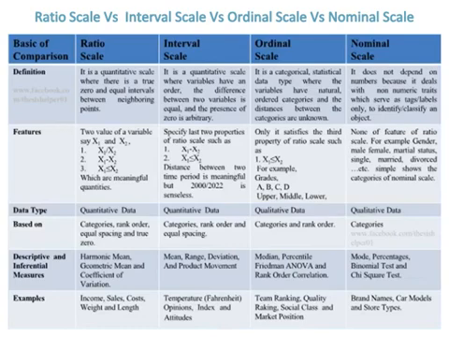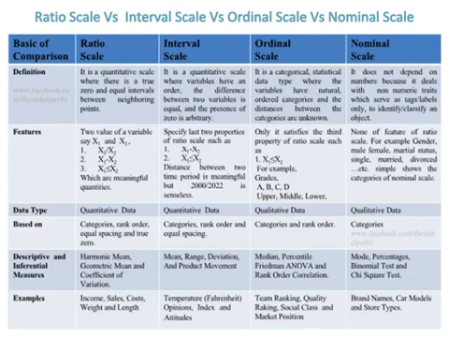The definition of ordinal scale is that it is a categorical, statistical data type where the variables have natural, ordered categories and the distances between the categories are unknown, while the definition of nominal scale is that it does not depend on numbers, because it deals with non-numeric traits which serve as tags or labels only to identify or classify an object.